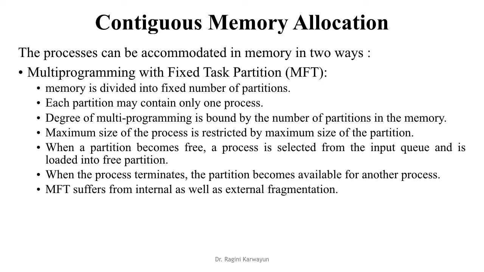The contiguous memory allocation scheme is divided into two categories, MFT and MVT, that is multiprogramming with fixed task partitions and multiprogramming with variable task partitions. In multiprogramming with fixed task partitions, memory is divided into a fixed number of partitions. So at most we can have as many processes in memory at a particular time as there are partitions. The degree of multiprogramming is bound by the number of partitions in memory.